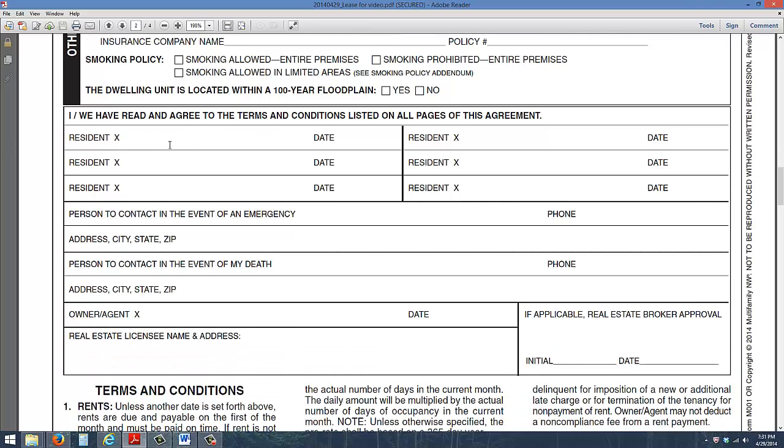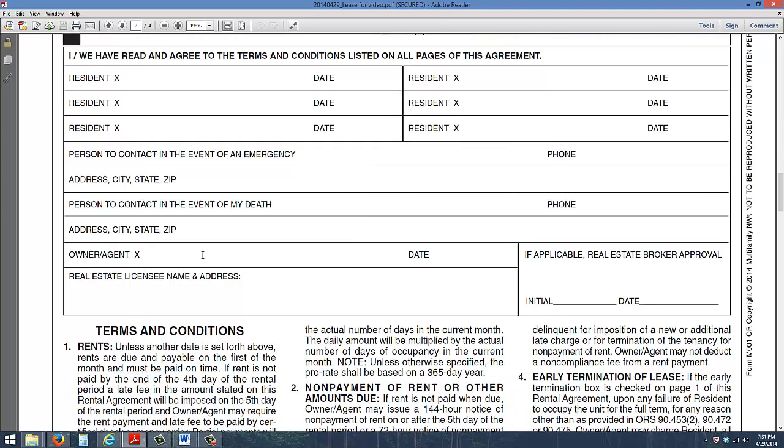Here we're going to have all the resident signatures and dates. Here is where you're going to put someone to contact in the event of an emergency, and over here is where you're going to put information about in the event of death. Now, what we would need in this case is the person that is listed here cannot be a resident. And then down here you have our signature and date as well.